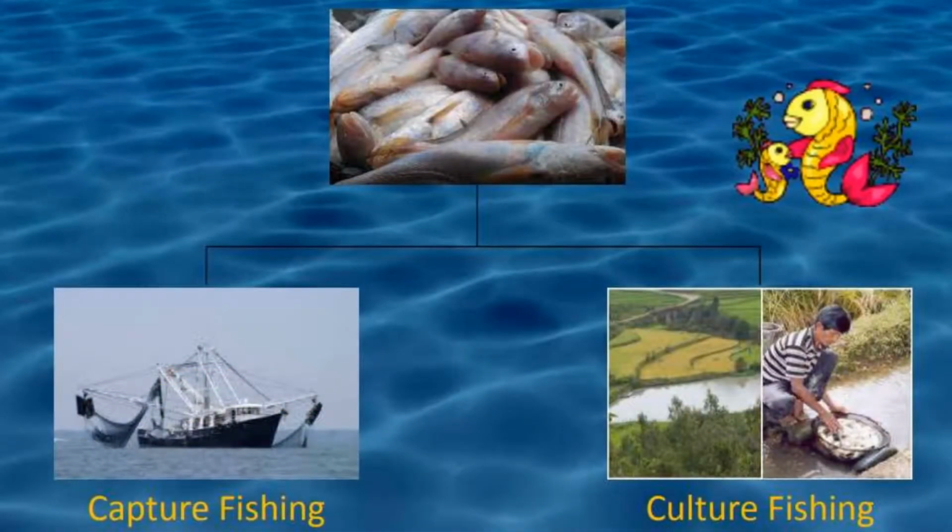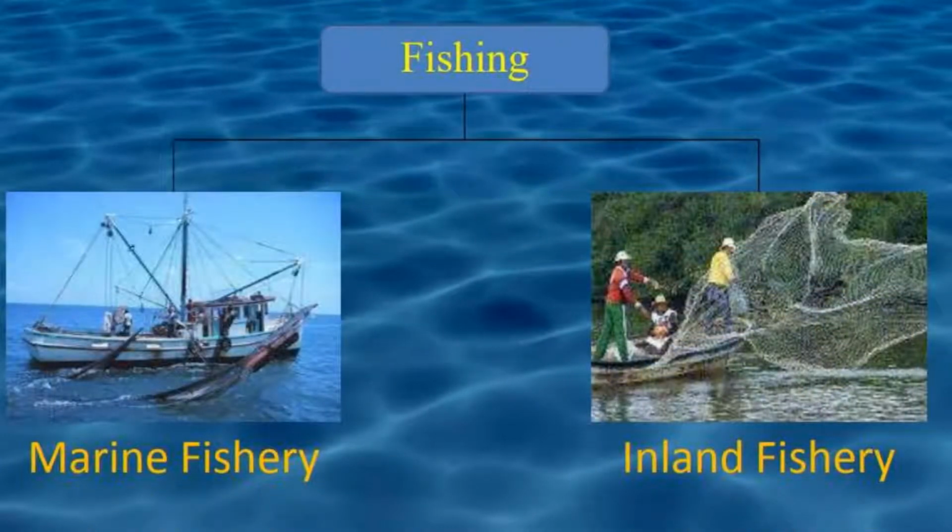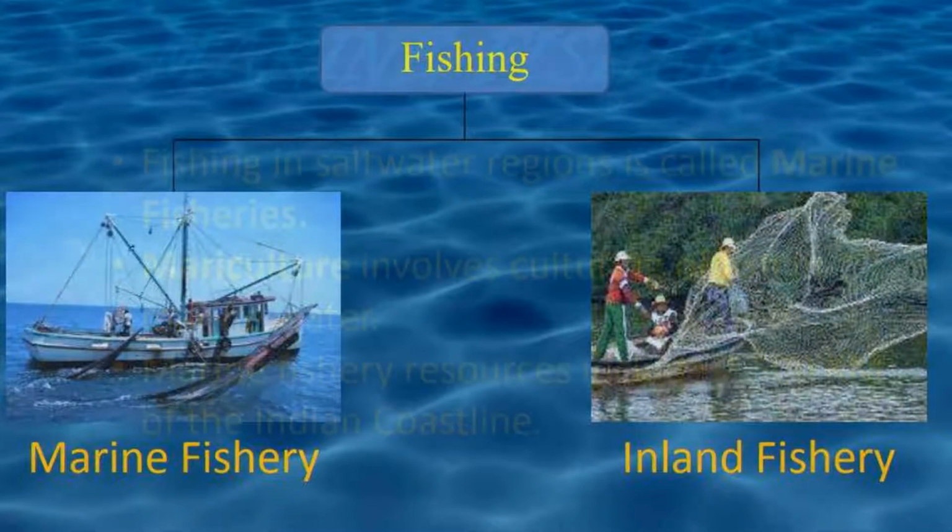See here the flow chart. Capture fishing in the sea or in the river or lakes in freshwater, and culturing fishes on the right side image. This is marine fishing and this is inland fishing. These are the two types, marine fishing and inland fishing.